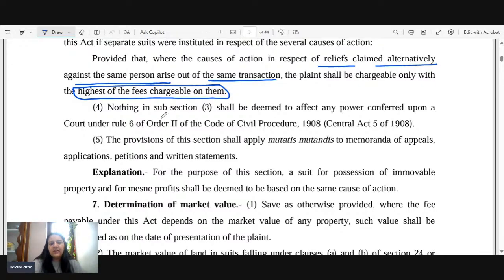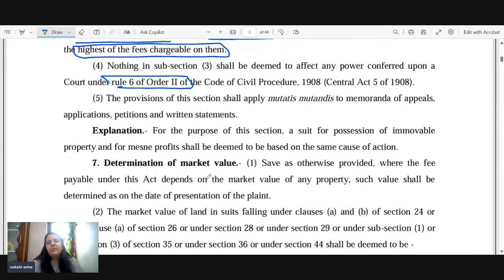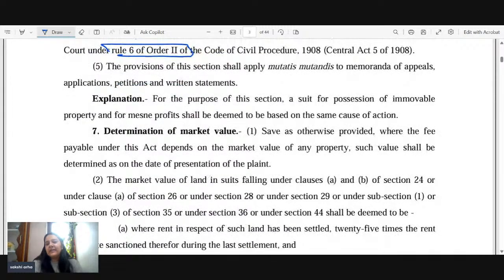Okay. Next, nothing in subsection 3 shall be deemed to affect any power conferred under Order 2 Rule 6 of CPC. So Order 2 Rule 6 of CPC में कोई भी ऐसी चीज है तो ये section का subsection 3 is not going to affect that. The provisions of this section shall apply mutatis mutandis to memorandum of appeals, application, petition, and written statement. So mutatis mutandis means as same as here. Okay, same. It means same. So whatever provisions of this section are, वो appeals, application, petition और written statement में भी इसी तरीके से apply किए जाएंगे.